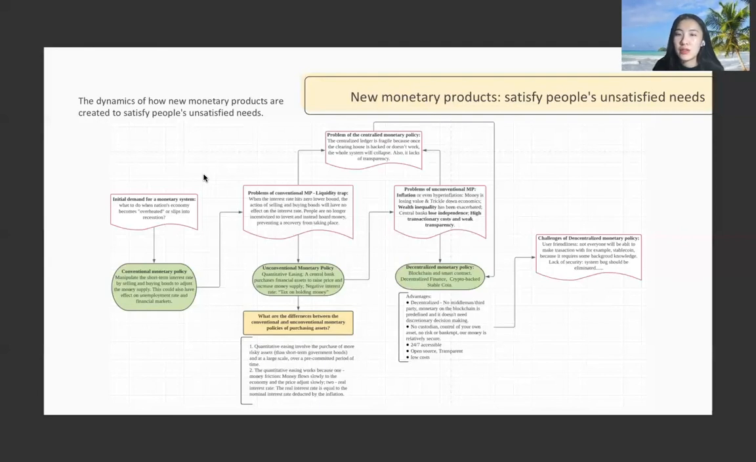However, there are also challenges of decentralized monetary policy. For example, it is not very user-friendly because not everyone will be able to make transactions with, for example, stablecoins, because it requires some background knowledge. And it lacks security. System bugs should be eliminated.